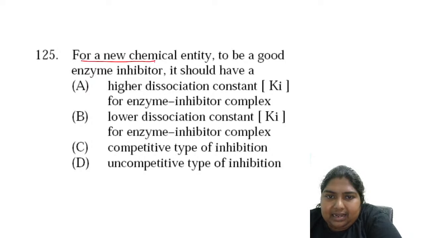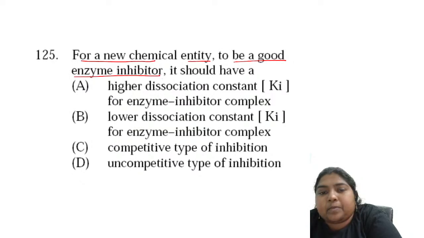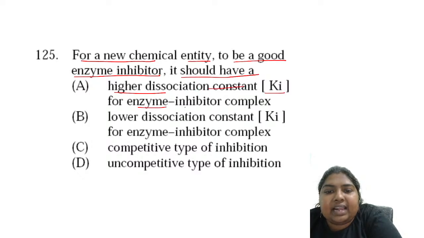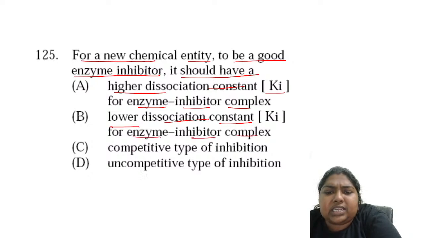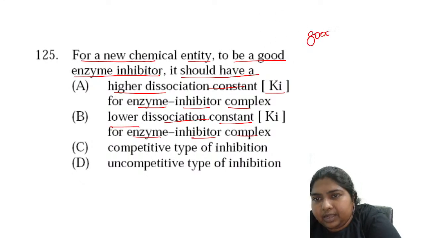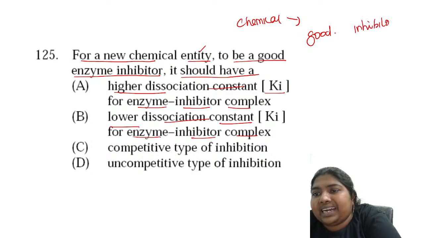For a new chemical entity to be a good enzyme inhibitor, it should have a higher dissociation constant, Ki, for enzyme inhibitor complex. It should have a lower dissociation constant for your enzyme inhibitor complex. Competitive type of inhibition, uncompetitive type of inhibition. So if a chemical must be a good inhibitor, what should be the property that it should have?